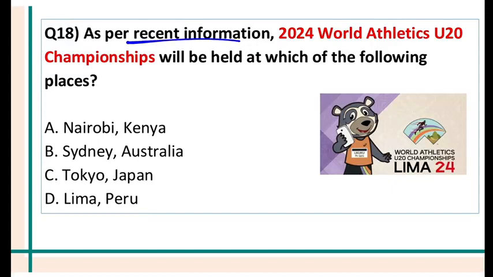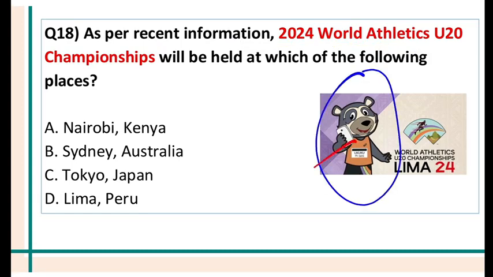As per recent information, 2024 World Athletics Under 20 Championship will take place where? World Athletics Under 20 Championship, remember, it will take place in Lima, which is the capital of Peru. Right? And this is also known as World Junior Championship. But now it is called World Athletics Under 20 Championship. We don't call it World Junior Championship anymore. And this is a mascot of the games. It is a bear. It is a bear animal called Ukuku.